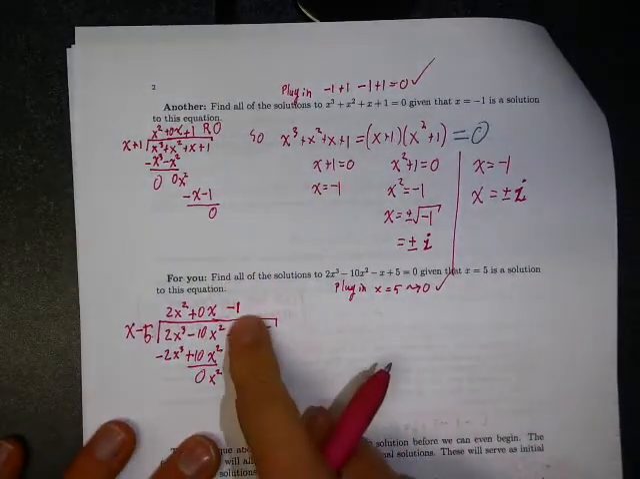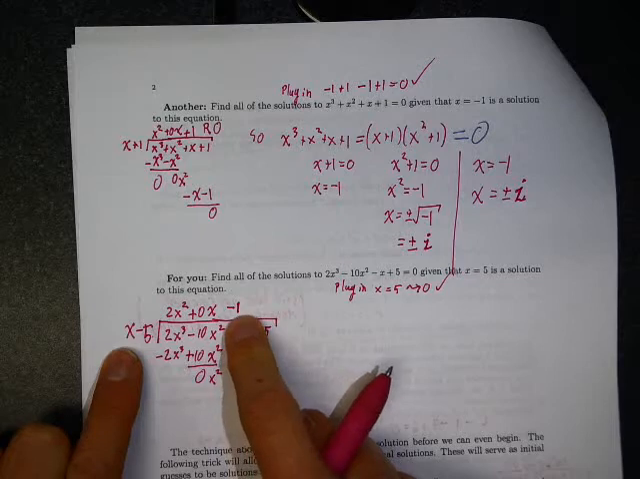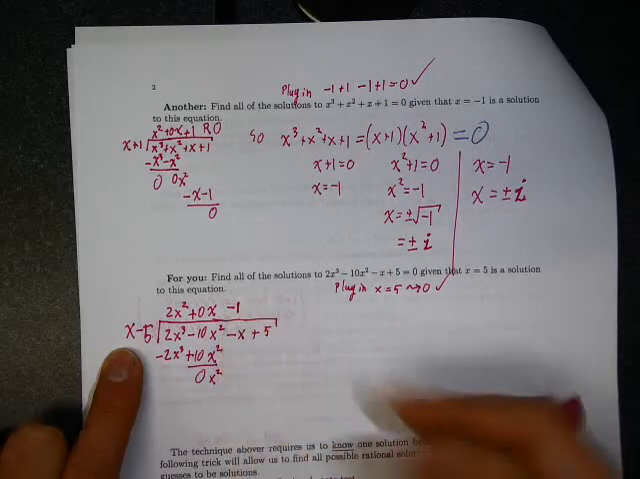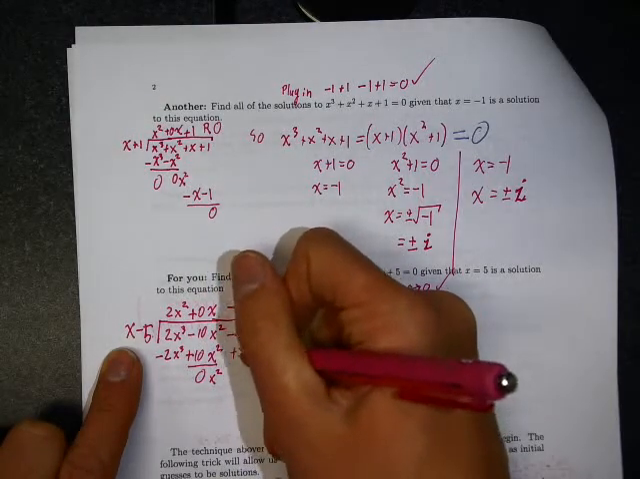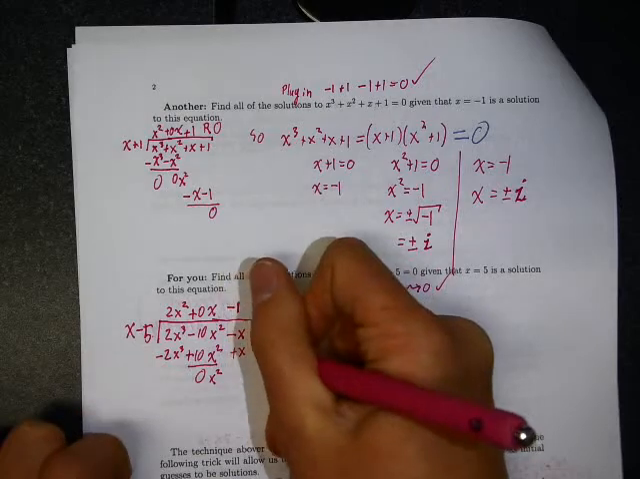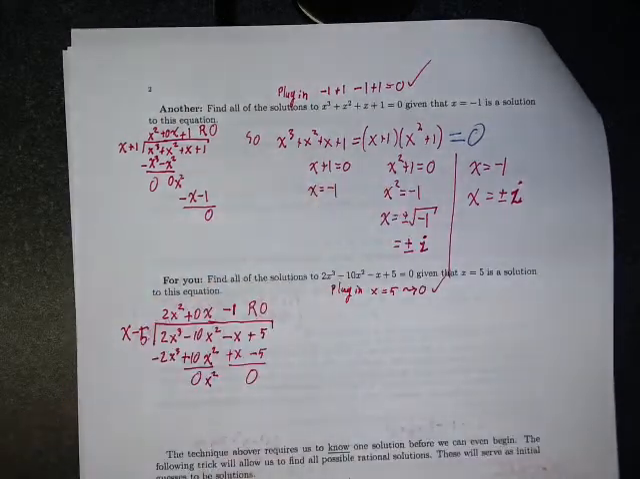And now I need to multiply negative 1 by x minus 5 and subtract the result. So I need to subtract x times negative 1. So that's negative x, but I'm subtracting it so it becomes positive, plus x. Minus 5 minus 1 becomes positive, but then you subtract that. Minus 5. Oh, good. That works out to 0. The remainder is 0.